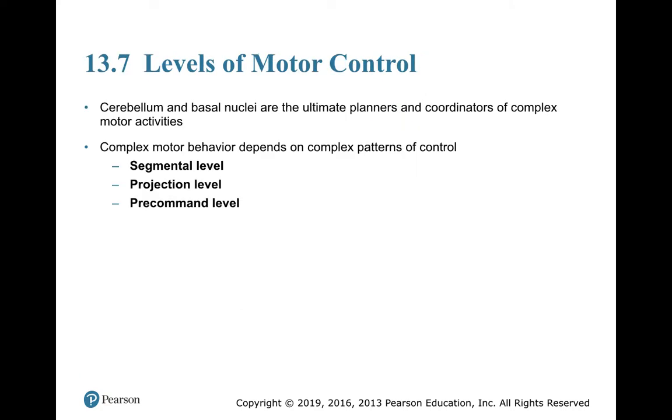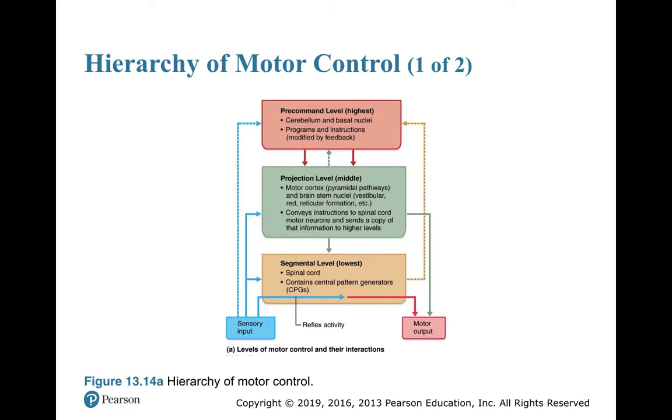So the cerebellum and the basal nuclei are the ultimate planners and coordinators of complex motor activities. And to do that, they use 3 different patterns of control. There's control at the segmental level, the projection level, and the pre-command level. So the pre-command level is the highest. It's where the cerebellum and the basal nuclei come into play.